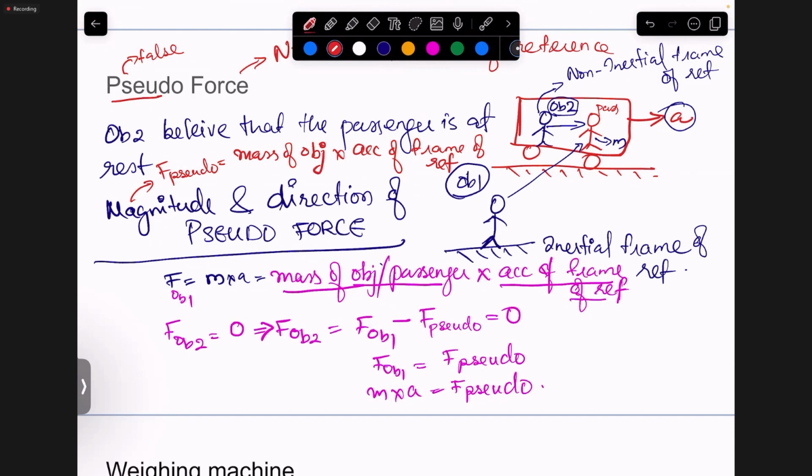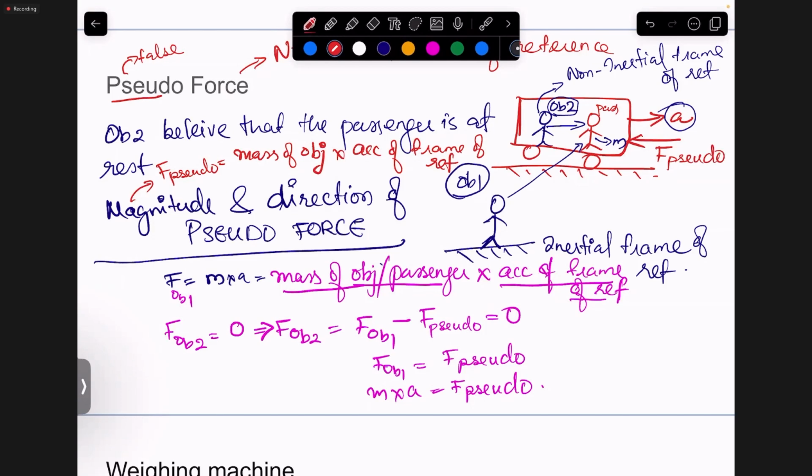Now, direction is what? Pseudo force is the force which counterbalances, or which opposes, the acceleration of the frame of reference. For the observer inside the non-inertial frame of reference, the force which is acting on the frame of reference is being counterbalanced by the pseudo force. So that means it is opposite to the direction of acceleration. So pseudo force is acting opposite to the direction of acceleration of frame of reference.